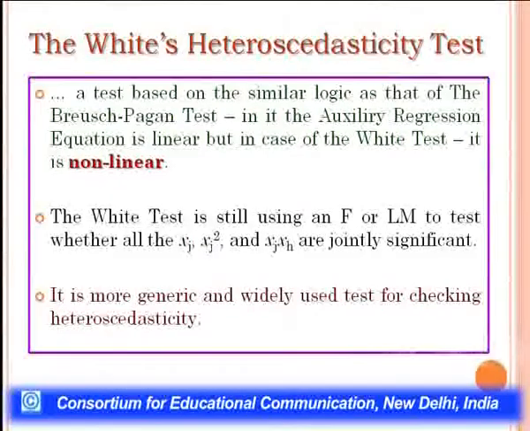Now the last test, that is the White test of heteroscedasticity. This is a test again based on the same logic that the Breusch-Pagan test is all about. In the Breusch-Pagan test the auxiliary regression equation is linear, but in case of the White test it is a non-linear equation. The White test is still using an F or LM to test whether all the xi's, xj's and their squares and cross products are jointly significant or not. So it is a more generic and widely used test for checking the heteroscedasticity.